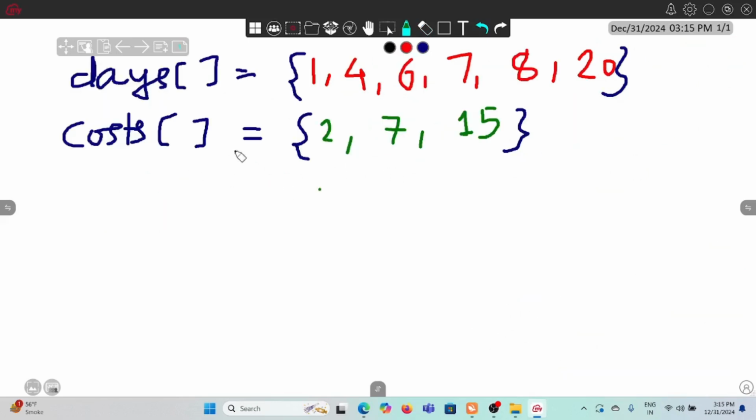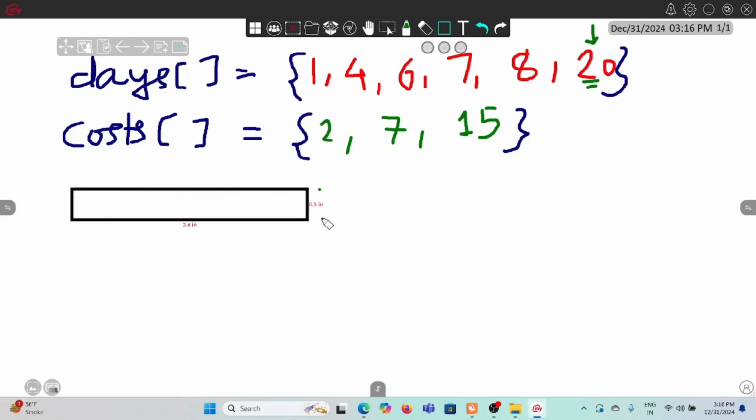So as you can see here, this is the days array. This days array is basically the days that we have to travel. So the last value is the greatest day that we have to include. That means if we are at the 20th day, we're going to create a dynamic programming DP array of size the last value plus 1. Plus 1 is because array indexes start from 0, so that the array covers all the indexes.